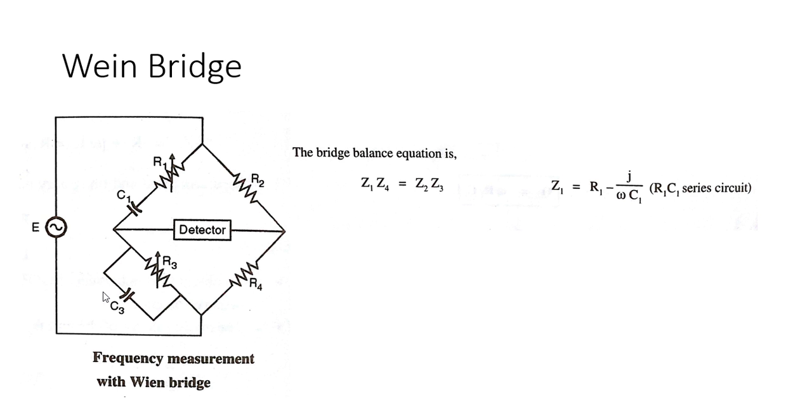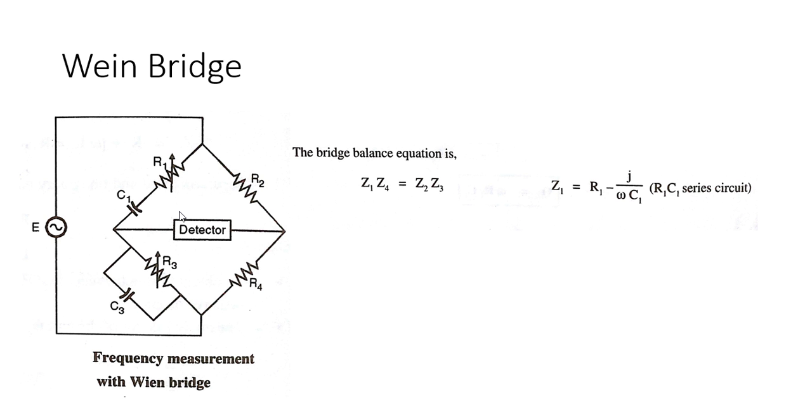Practically, C1 and C3 are fixed capacitors and R1 and R3 are variable resistors. So here C1 and C3 are kept constant and R1 and R3 are variable, which you can observe from this circuit. If you talk about the frequency measurement range, it can vary from 100 Hz to 100 kilohertz, and you can get an accuracy of about 0.1 to 0.5%. It is also used for measurement of a capacitor as well.